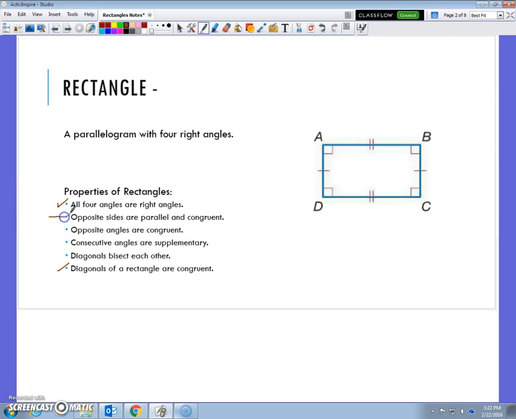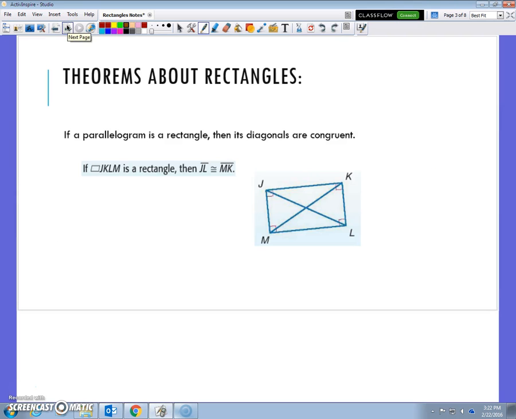Okay, opposite sides are parallel and congruent. Opposite sides or angles are congruent. Consecutive angles are supplementary, and diagonals bisect each other. Those are all common with all parallelograms, but specifically for rectangles, a special type of parallelogram, it has all right angles and the diagonals are congruent. So let's take a look here at the next part.